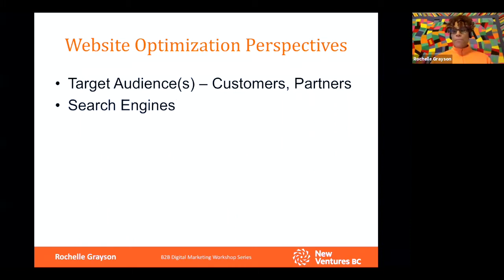The second perspective is search engines. Search engines are going to come and they're going to crawl your website. And this is more machine to machine. So we're going to talk about some of the things you need to do structurally and in terms of content to make sure that the machine understands the context of what you have there.